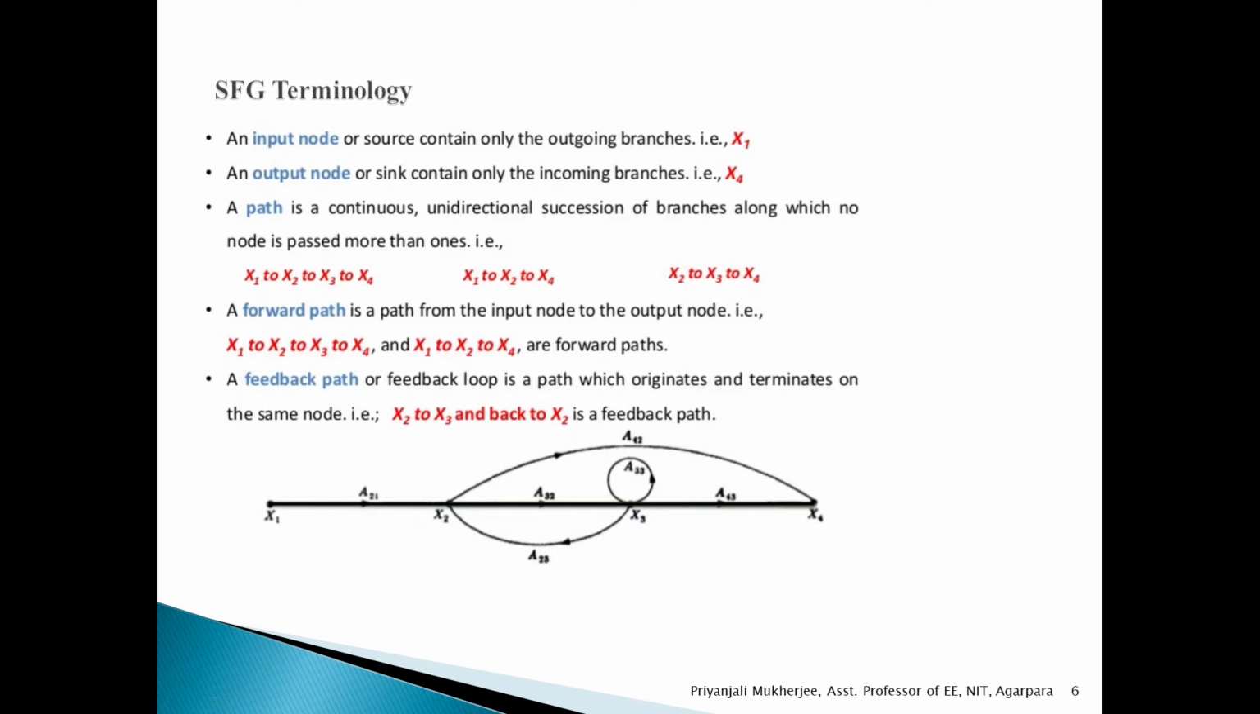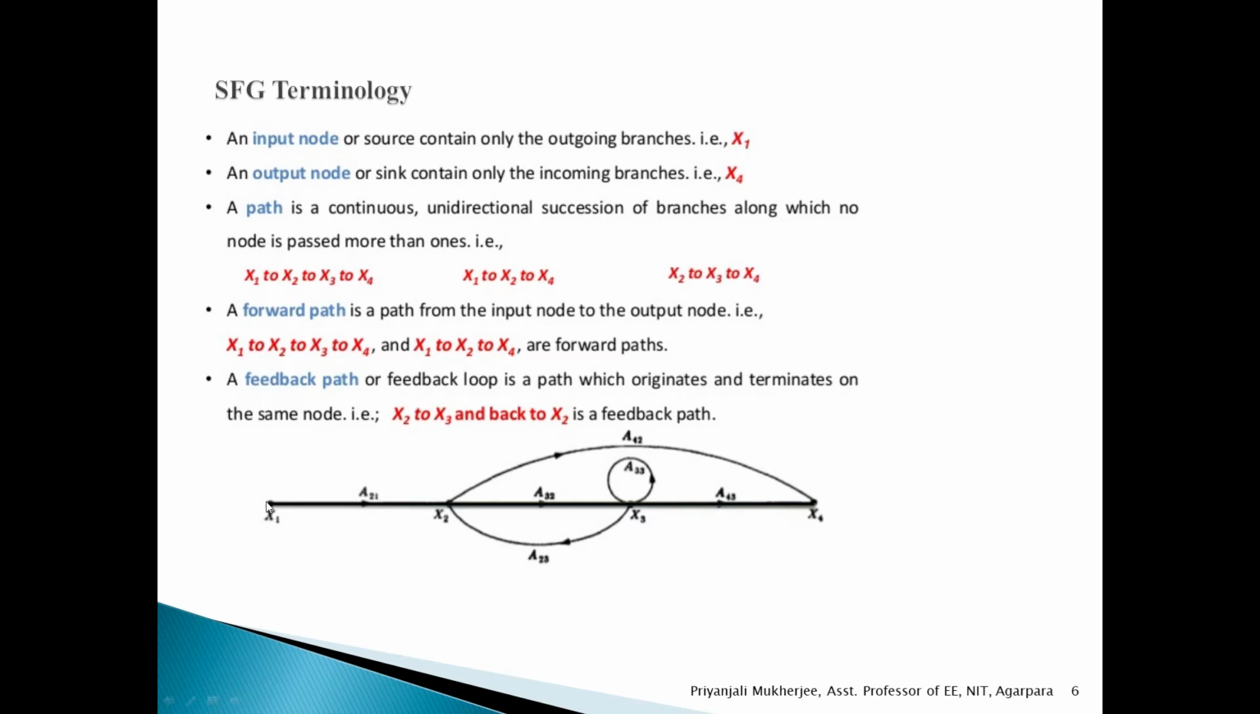Next is a branch. A branch is a directed line between the nodes. So in between x1 and x2, the direction is given from left to right. So this line is a branch. And what is a path? A path means a unidirectional succession of branches along which no node is crossed more than once. So here we can say that x1 to x2 to x4 is a path, or x2 to x3 is a path, or x2 to x3 to x4 is a path.